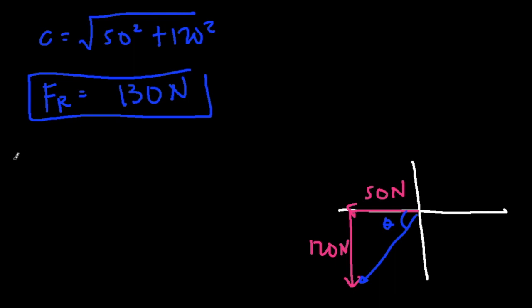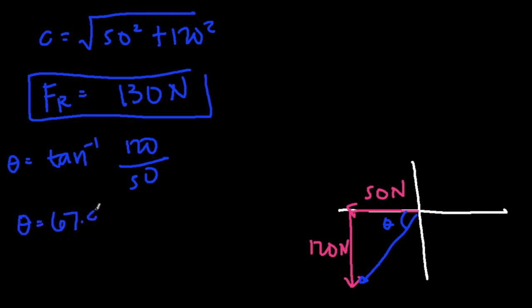And then to find the angle, we should use arctangent of y, which is 120, over x, which is 50. And let's see what it is. Arctangent of 120 over 50. That's 67.4. Our angle is 67.4 degrees. Keep in mind that that angle is inside this triangle.